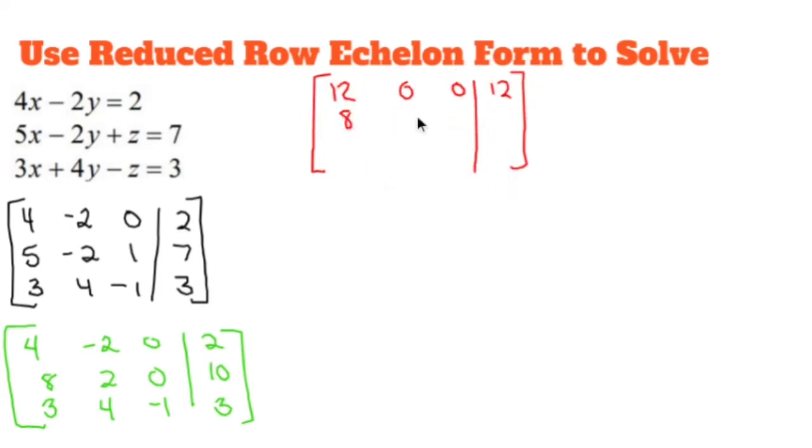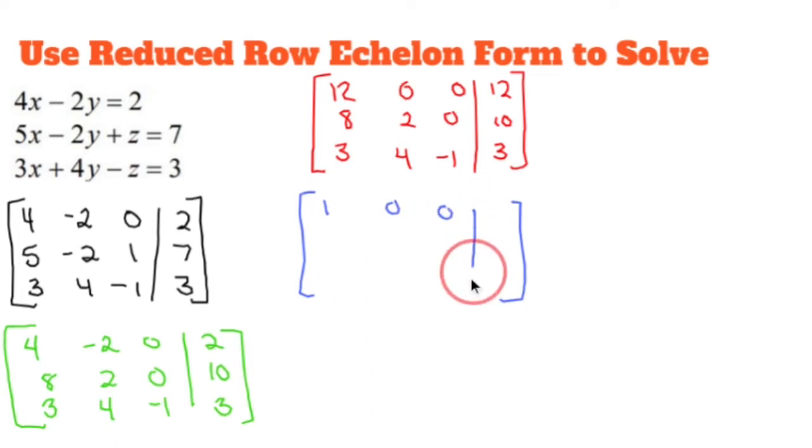Keep everything else exactly the same. Now you might be thinking, oh man, if only that 12 was a 1, life would be good. Well, let's make it a 1. Let's divide the top row by 12, and then that wraps up our first row. So if we divide the top row by 12, we get 1, 0, 0, and 12 divided by 12 is 1. So now we have 8, 2, 0, 10 still. We have 3, 4, -1, 3.